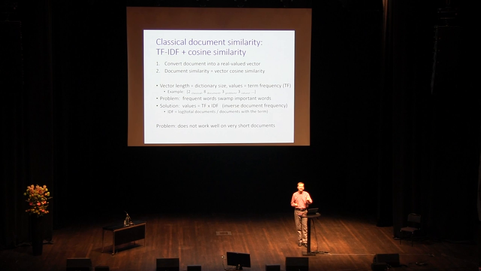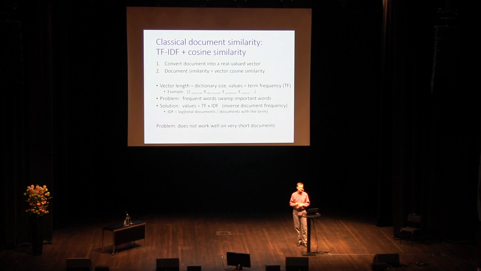So how are we going to do that first task, converting a document into a vector of reals? Well, we can make the vector, its length is the length of your dictionary. And each value is the number of times the word appears. So for instance, on this slide, the word classical appears twice, the word document appears eight times, the word problem appears three times, the word values appears three times, and so forth. And this vector would be as long as your entire dictionary, with many, many zeros.